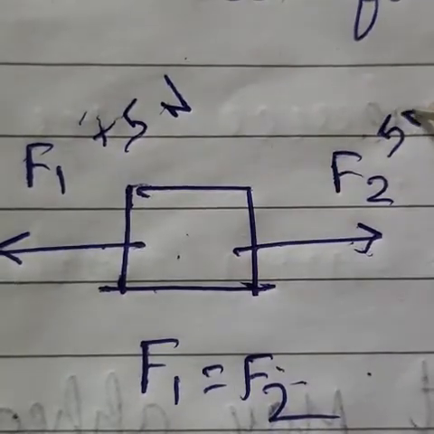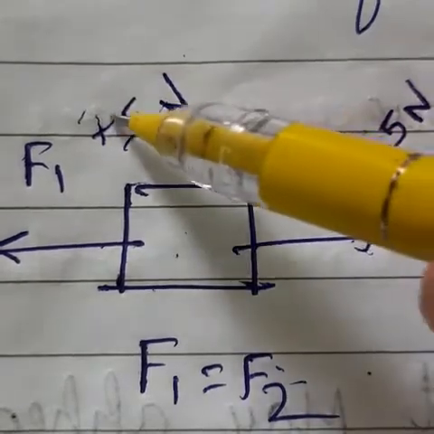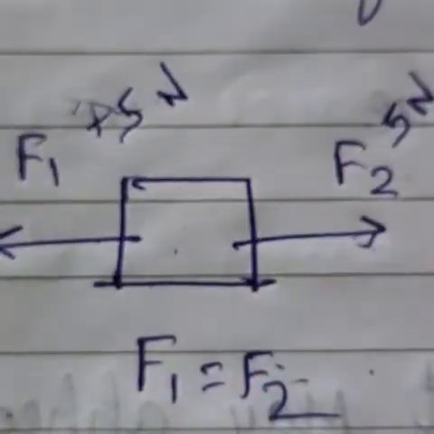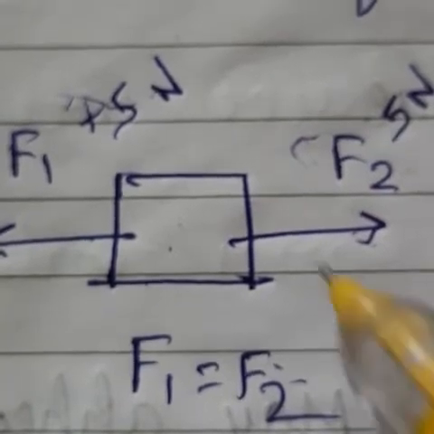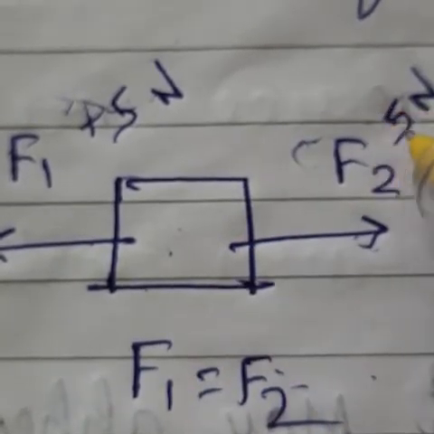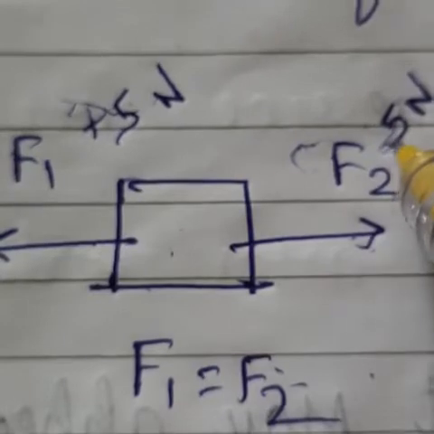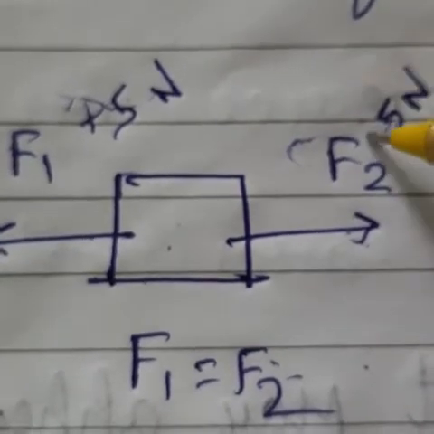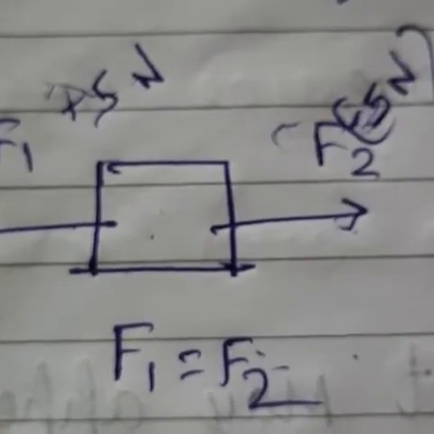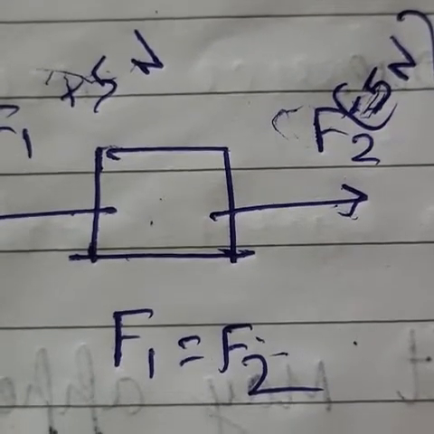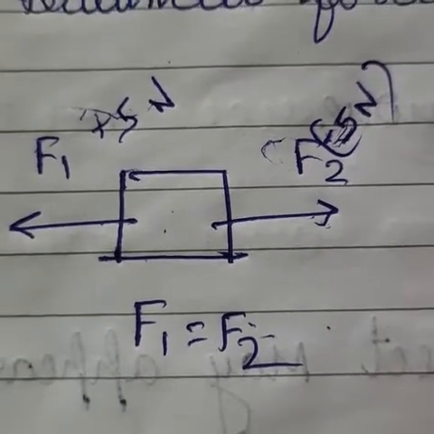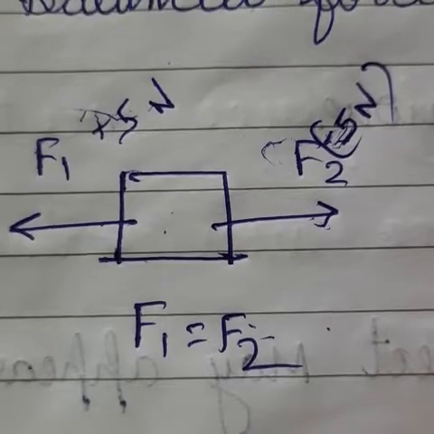force of 5 newton, but in this direction, and the direction of this force is over here. That's why the minus sign will come over here. The minus sign says that the directions are opposite to each other. That's why they are cancelling each other. It means this object is at rest.